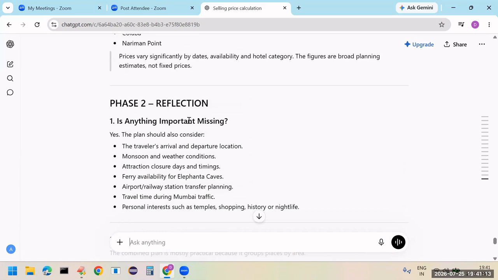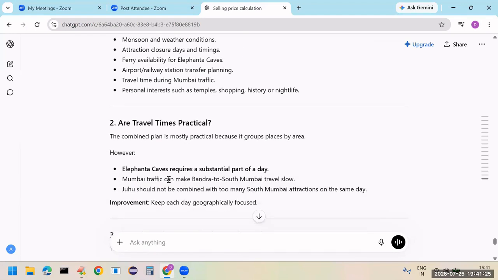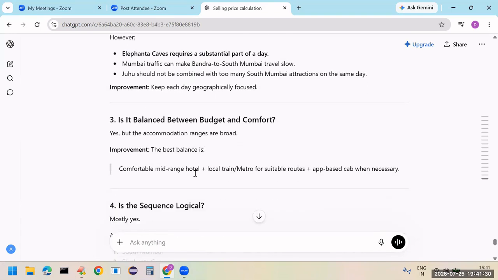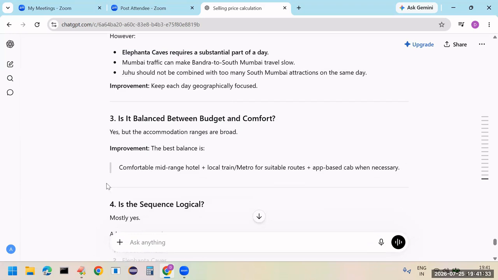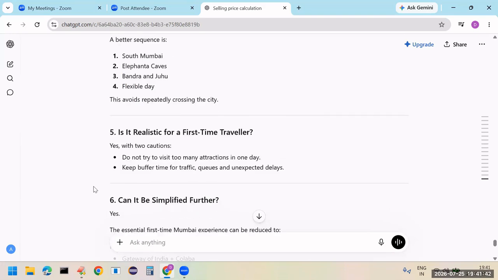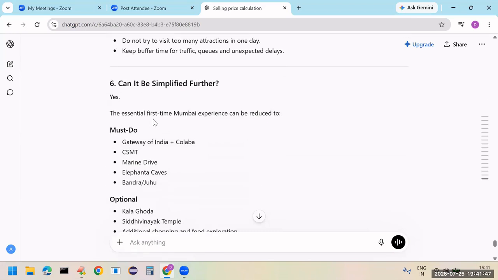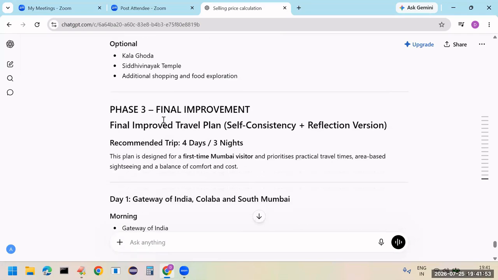Now, reflection. Is anything important missing? Yes. The plan should also consider the traveler's arrival and departure location, monsoon and weather conditions like that. Are the travel times practical? Elephant Caves requires a substantial part of the day. Is it balanced between budget and comfort? Yes. Is the sequence logical? Mostly yes, but the better sequence is like this. Is it realistic for a first time traveler? Yes. Can it be simplified further? Yes. The essential first time Mumbai experience can be reduced to must do and optional. Final improvement.